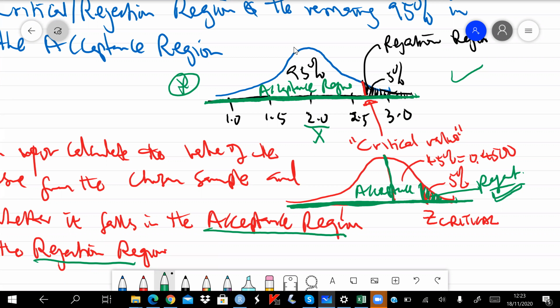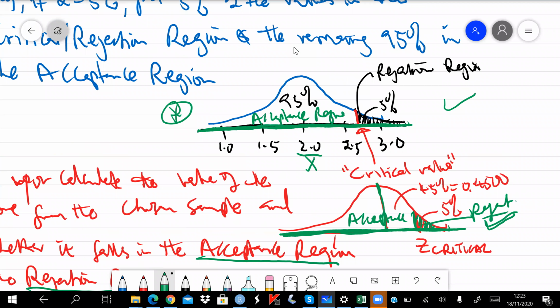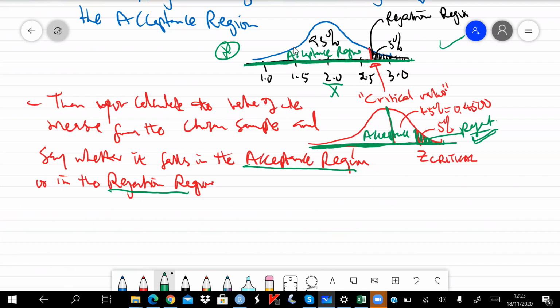Then once you reject or fail to reject the null hypothesis, it is at that point that you make your conclusion about the problem at hand. The conclusion will always be made in the language of the problem. So the conclusion will always be attempting to answer a very specific question that was being solved. Okay, so that is the introduction on hypothesis testing.